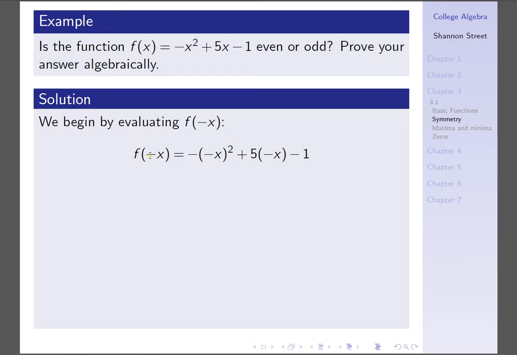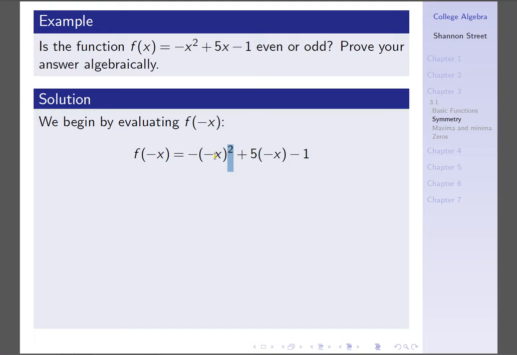So f of -x: we substitute a -x everywhere that we have an x in our original function. That leaves me with some simplification. Now I'll follow the order of operations, and this is where the order of operations becomes very important. You want to make sure that you don't miss anything here. The first thing I want to do is simplify parentheses. None of these quantities in parentheses can really be simplified, so my next move is to simplify the exponent.